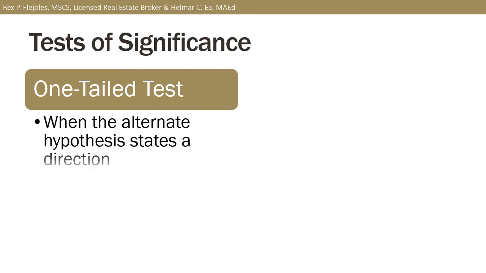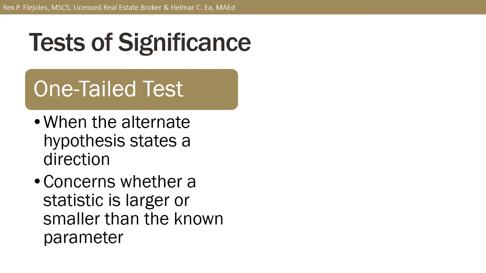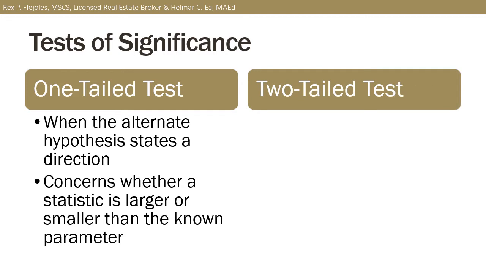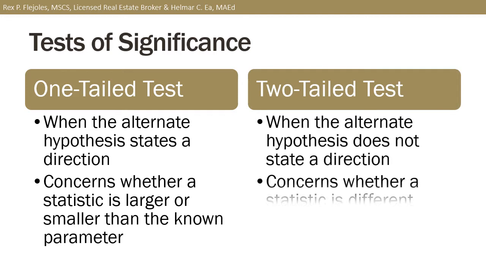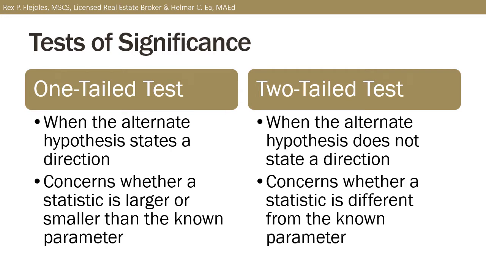In relation to hypotheses, the phrasing takes into consideration the test of significance, whether one-tailed or two-tailed. It is a one-tailed test when the alternate hypothesis states a direction. In other words, the statement is concerned whether a statistic is larger or smaller than the known parameter, while it is a two-tailed test when the alternate hypothesis does not state a direction. It means that a statement is concerned whether a statistic is different from or is not equal to the known parameter. In social research, the two-tailed test is the default option.